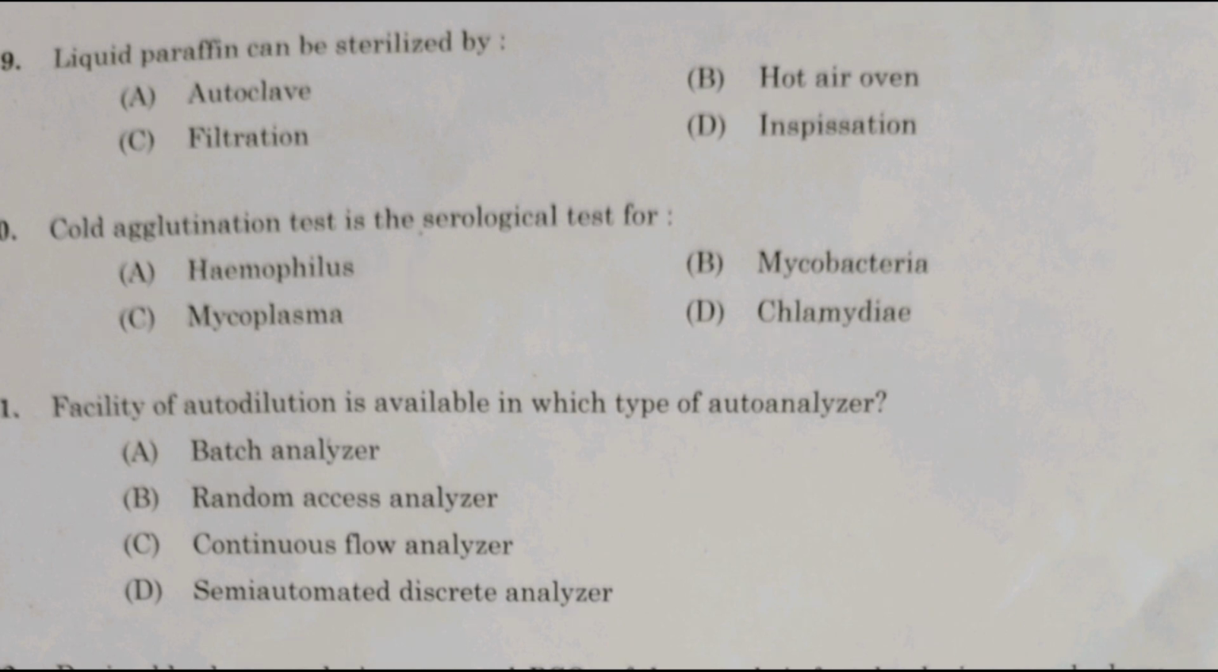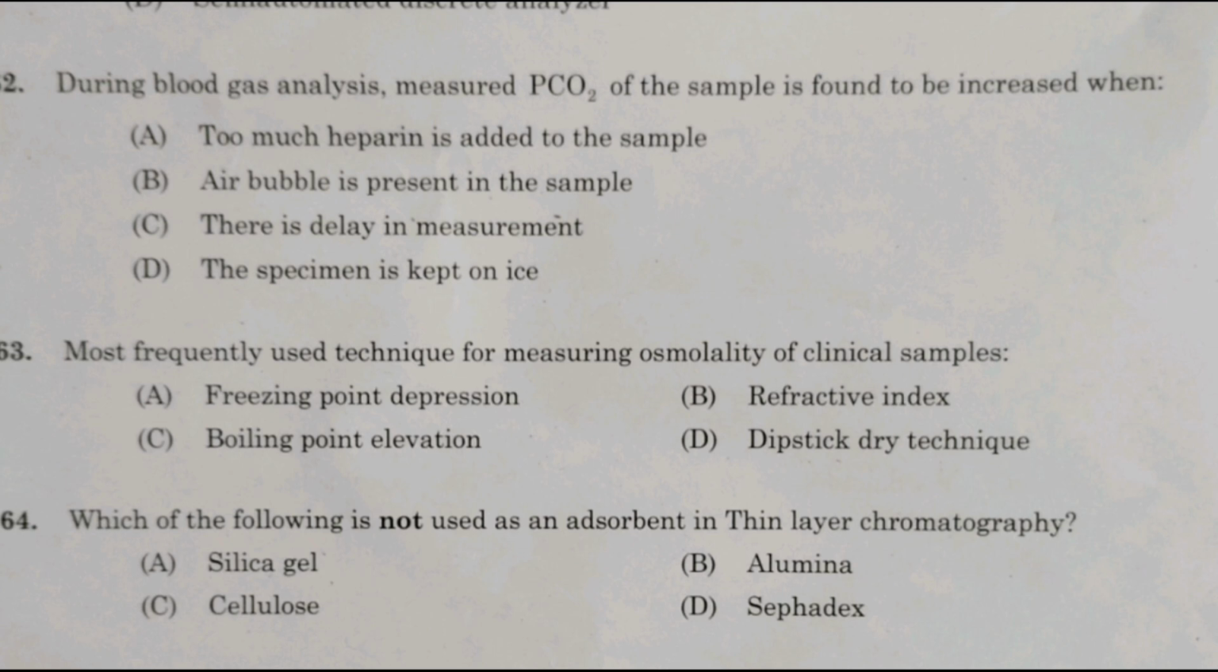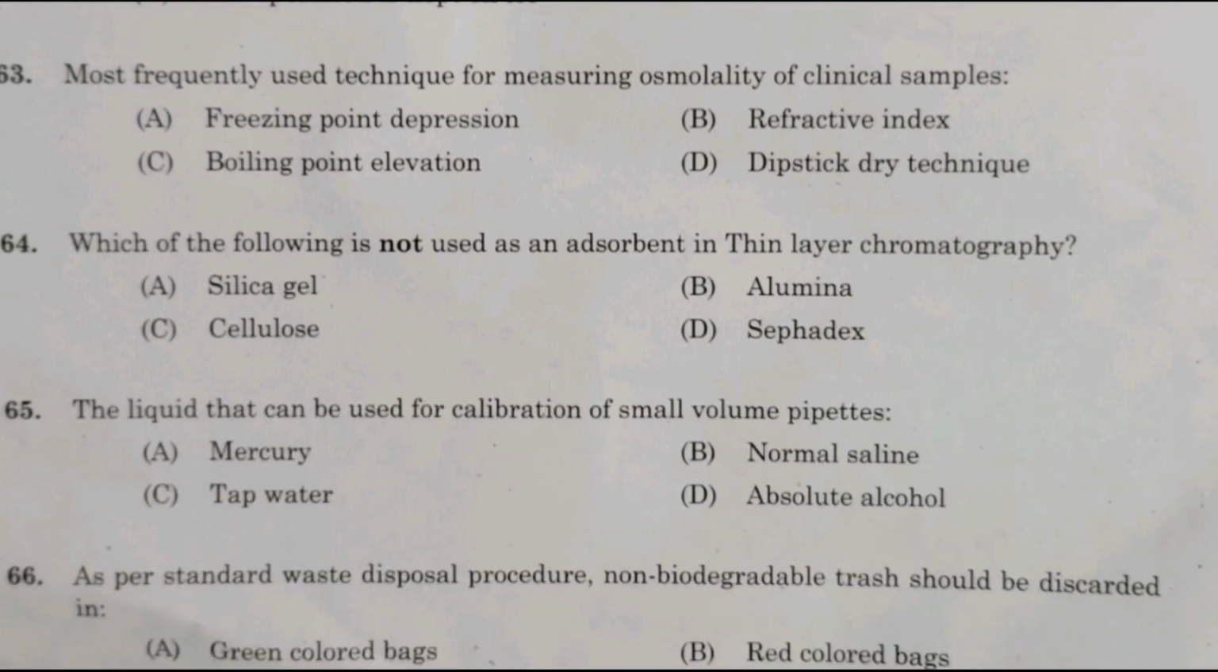Next one, facility of auto dilution is available in which type of autoanalyzer? The right answer is option B, random access analyzer. Next question, during blood gas analysis, measured PCO2 of the sample is found to be increased when. The right answer is option C, if there is a delay in measurement. Next one, most frequently used technique for measuring osmolality of clinical samples. The right answer is option A, freezing point depression.